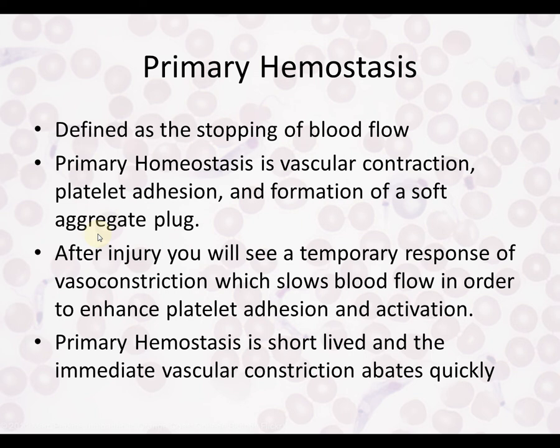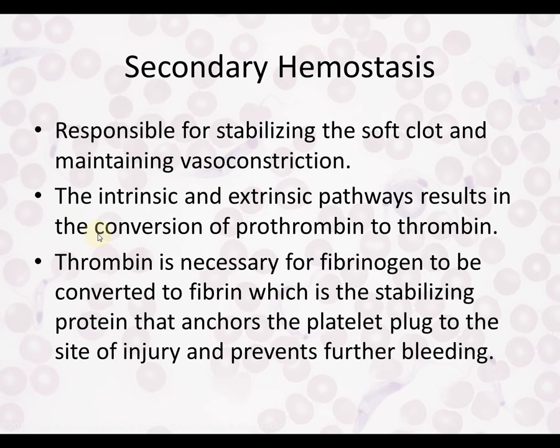And then you will have secondary hemostasis. Secondary hemostasis is responsible for stabilizing the soft clot and maintaining your vasoconstriction. It's initiated when the cascade system of coagulation is activated by substances released at the time of injury. The intrinsic and extrinsic pathways result in the conversion of prothrombin to thrombin. Thrombin is necessary for fibrinogen to be converted to fibrin, which is the stabilizing protein that anchors that platelet plug to the site of the injury and prevents any further bleeding.